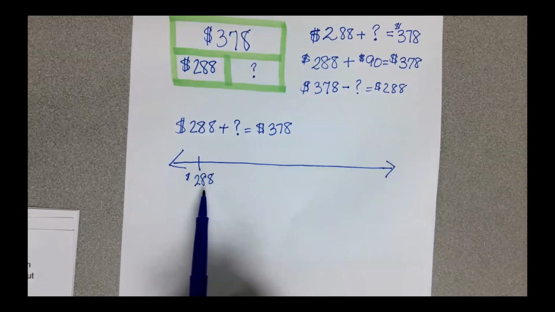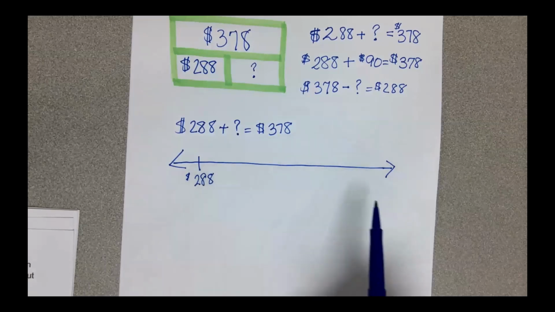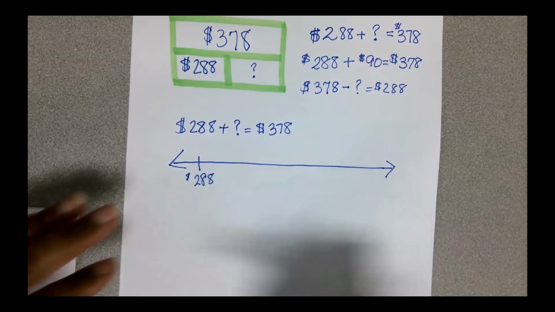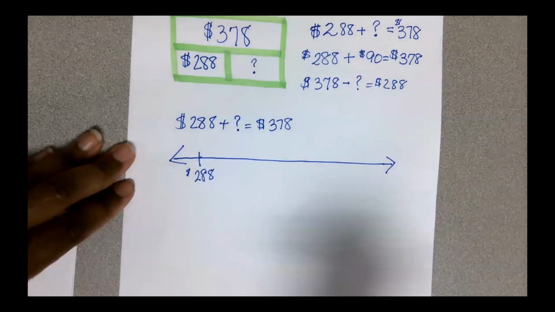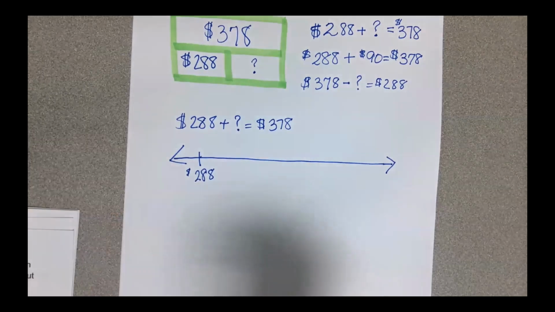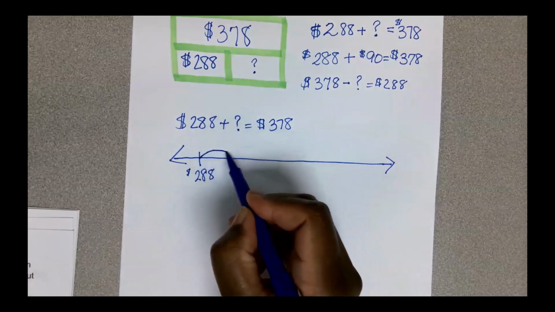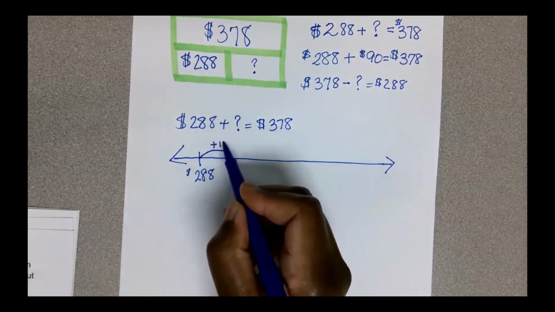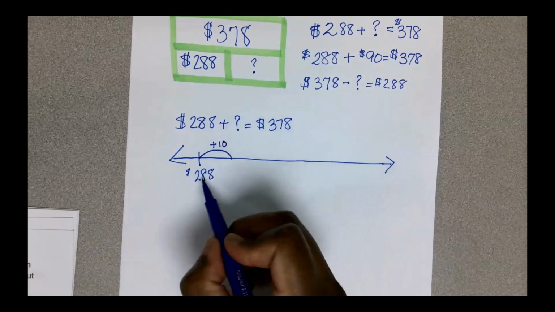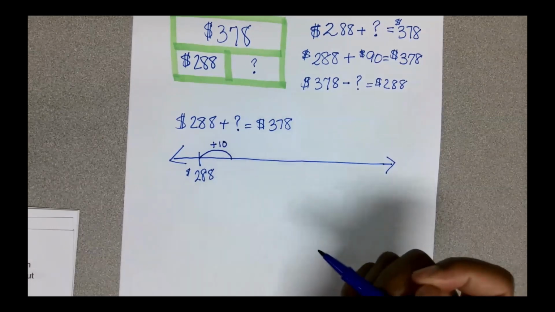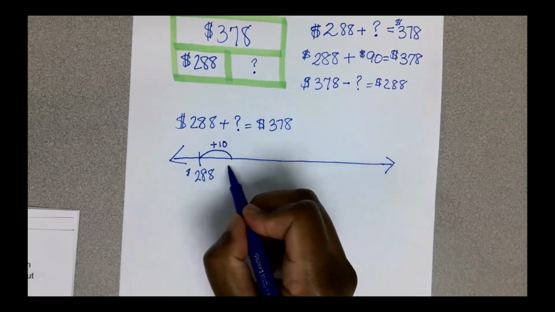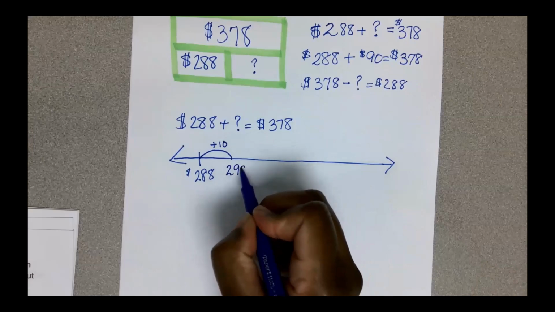Okay, so again, I'm trying to go between 288 and I'm trying to arrive at 378. So a way that I could do that is to jump from 288 to 10 more. And we know that this digit in the tens place will be increasing. 10 more would be 298.